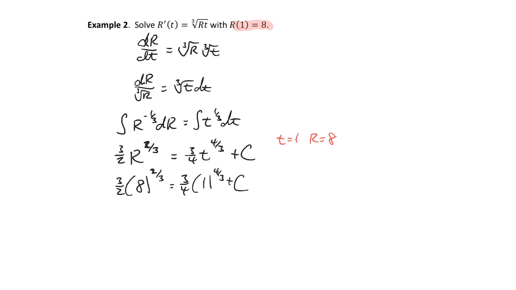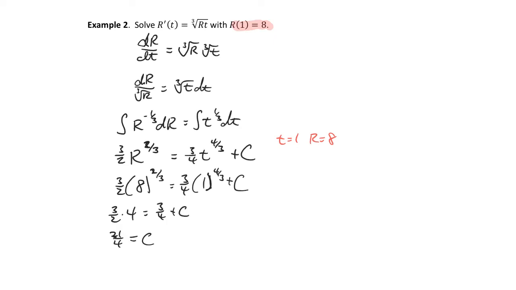This is not going to be terribly pretty. That's a 1, not an 11. 8 to the 2/3 is 4, the cube root squared. And then 1 to any power is just 1, so that's going to be 3/4 plus c. The left side will be 4 divided by 2 is 2, times 3 is 6, and 6 minus 3/4 will be 21/4. That's what c is equal to.